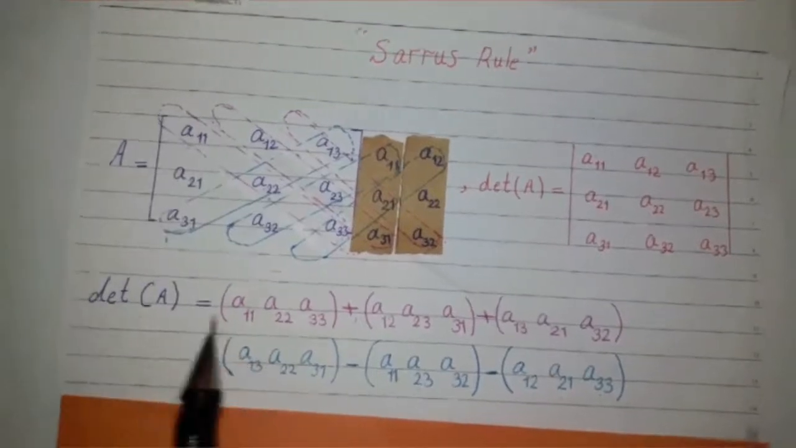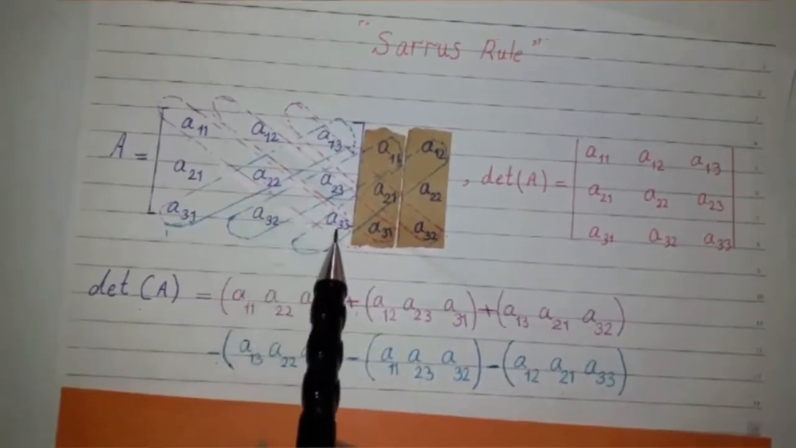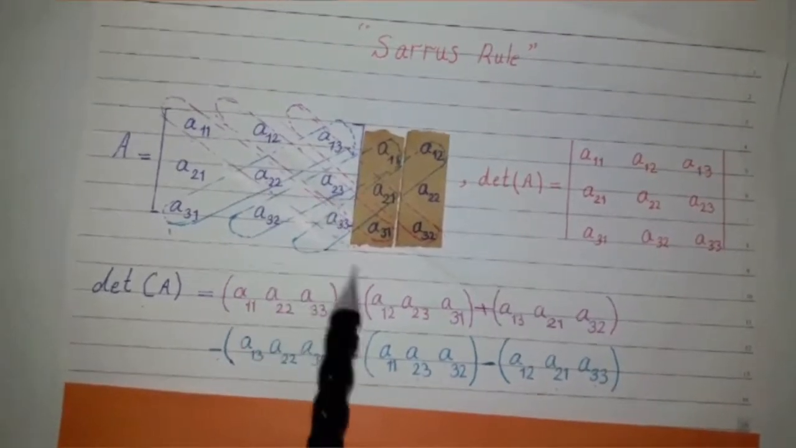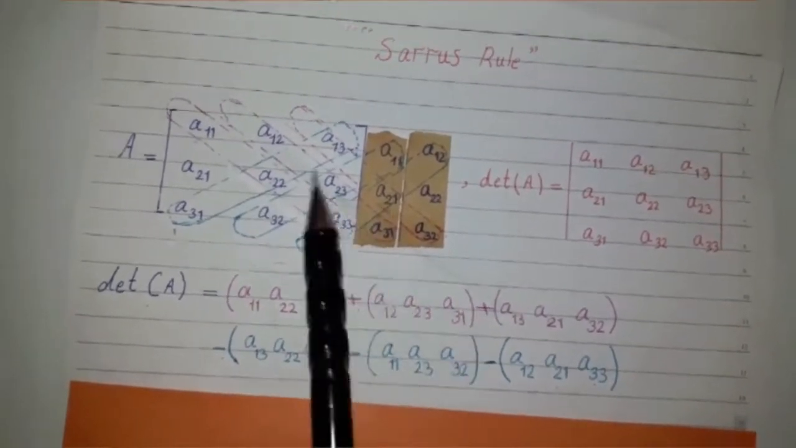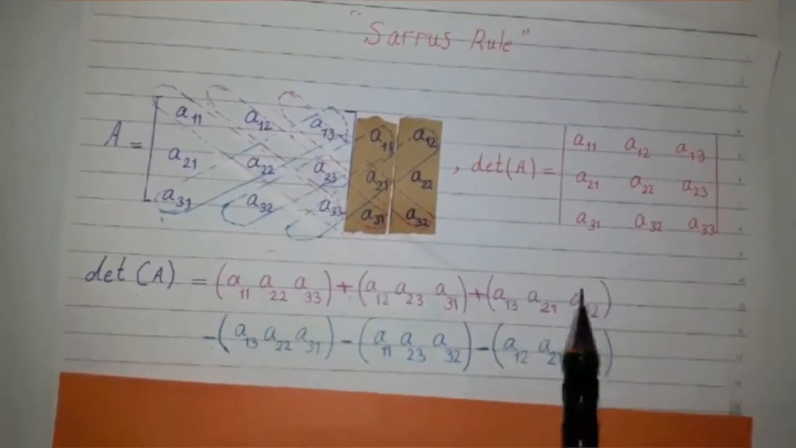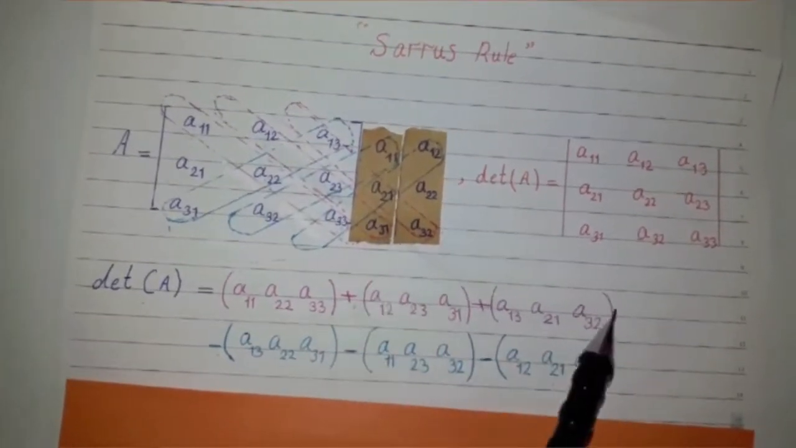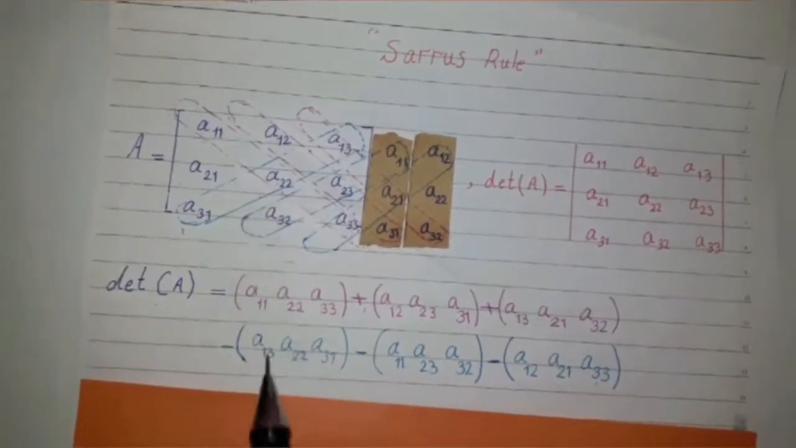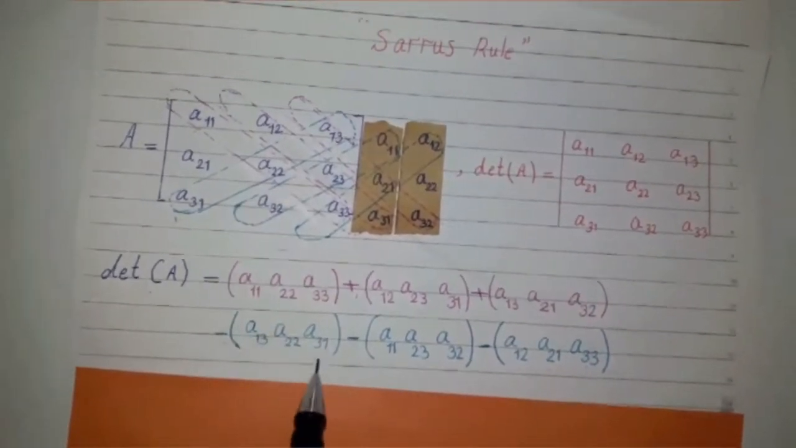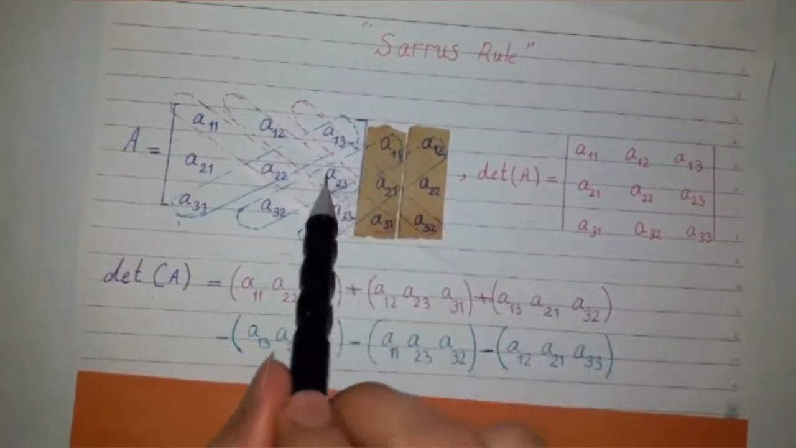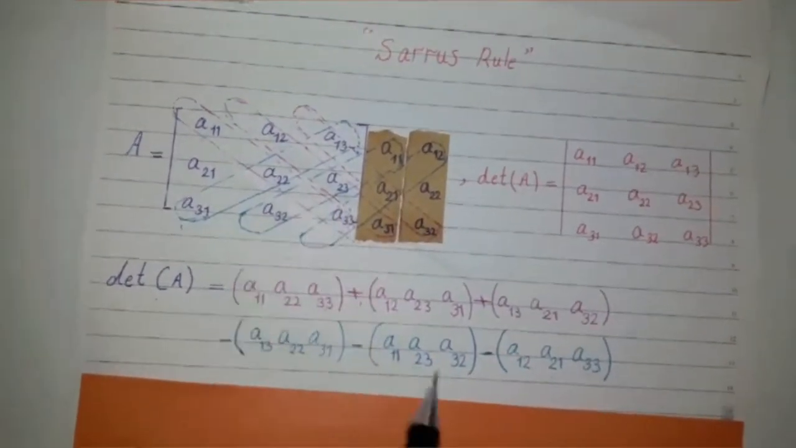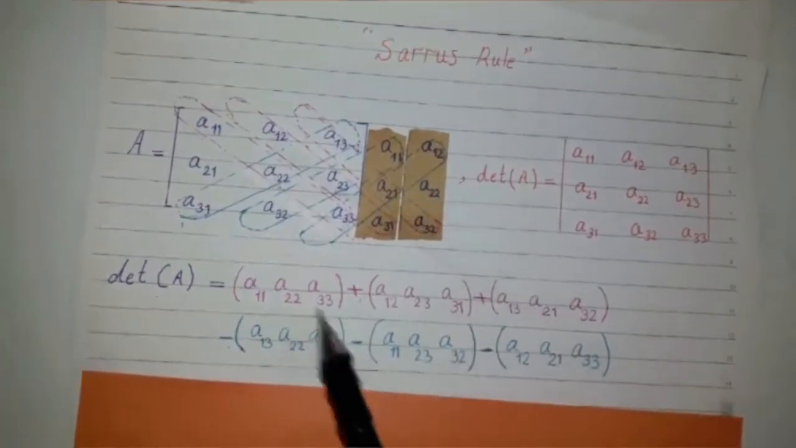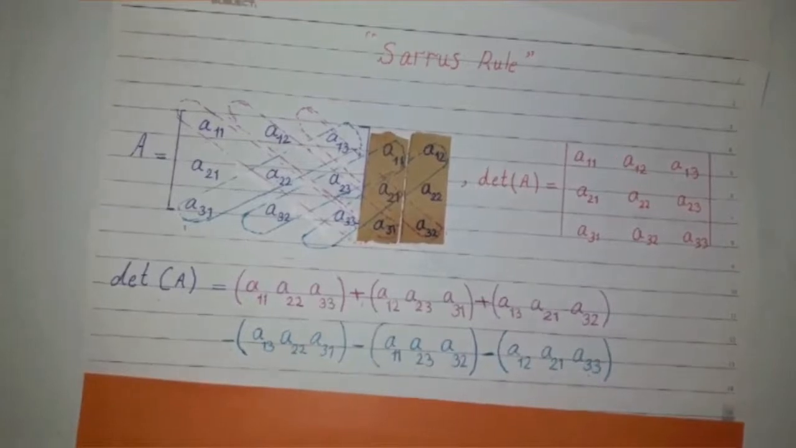The first diagonal, A sub 1, 1 times A sub 2, 2 times A sub 3, 3 plus A sub 1, 2 times A sub 2, 3 times A sub 3, 1 plus A sub 1, 3 times A sub 2, 1 times A sub 3, 2 minus A sub 1, 3 times A sub 2, 2 times A sub 3, 1 minus A sub 1, 1 times A sub 2, 3 times A sub 3, 2 minus A sub 1, 2 times A sub 2, 1 times A sub 3, 3.